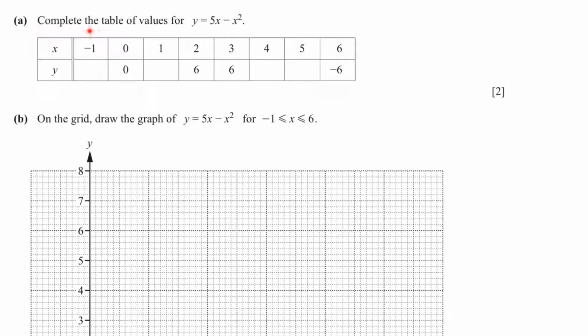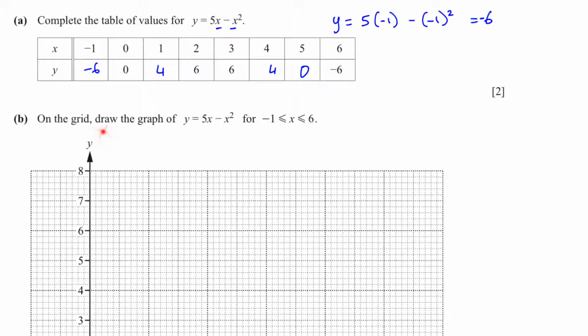Next question, complete the table of values for y is equal to 5x minus x squared. We have to replace the x with the x values given here to find y. When you replace in place of x -1, we'll get -6. Remember that when you're substituting, to put in the bracket like this, and you will get the answer -6. Same way do for all the other numbers, you will get 4, 4 and 0.